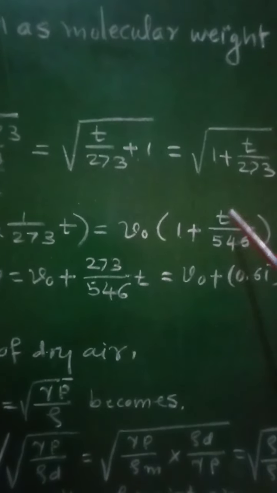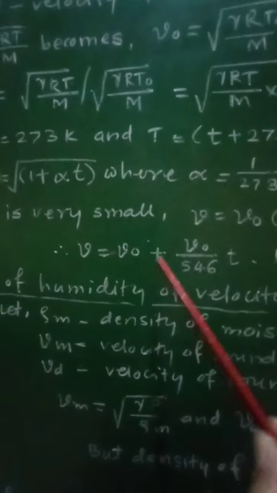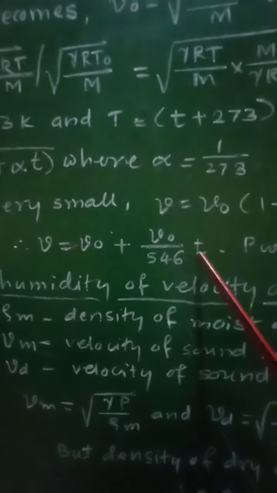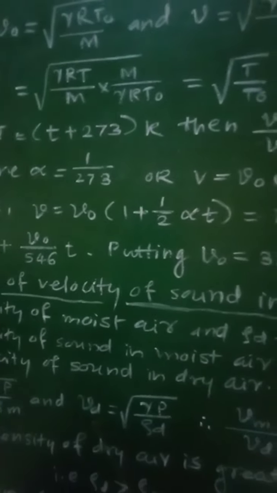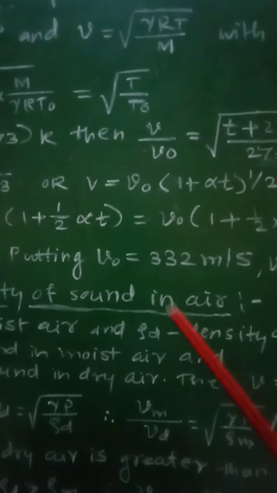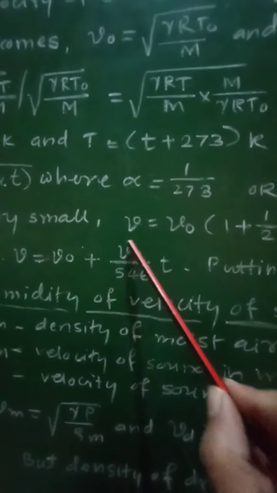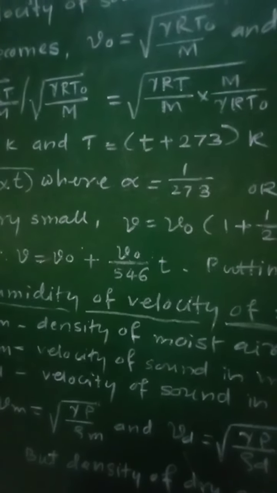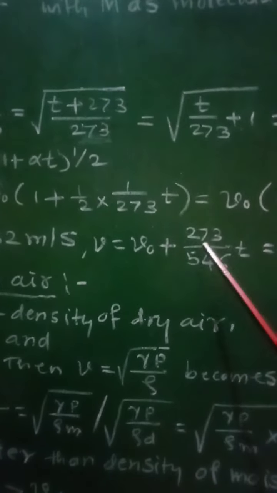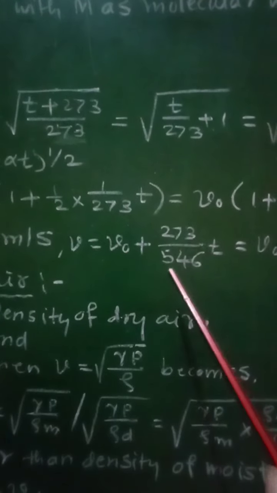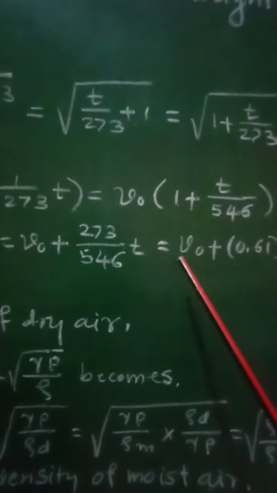Therefore we can write phi is equal to phi0 plus phi0 upon 546 t. Now putting the value of velocity of sound in air at 0 degrees Celsius, that is phi0 equal to 332 meters per second, we will get phi is equal to phi0 plus 273 upon 546 t.